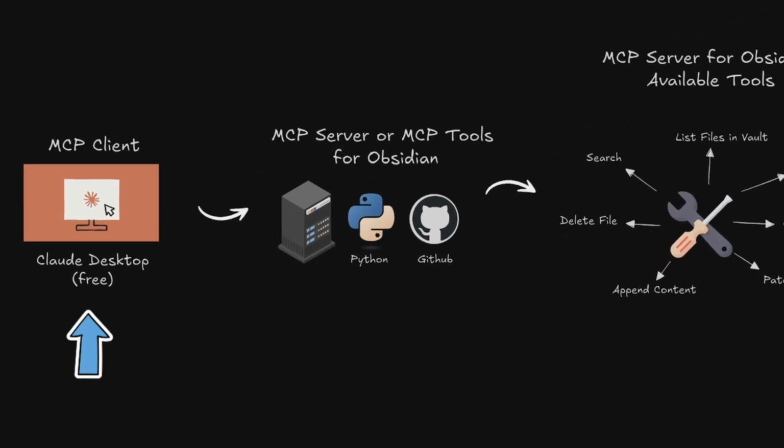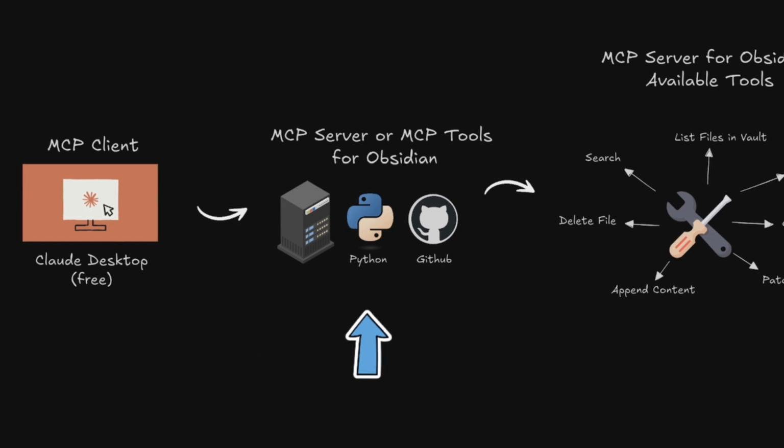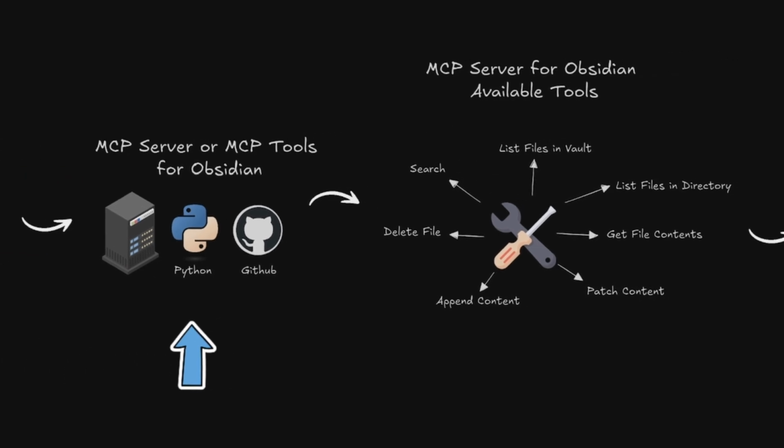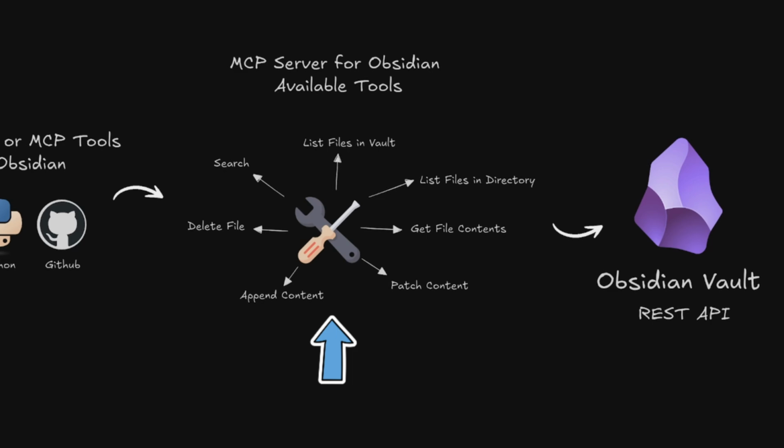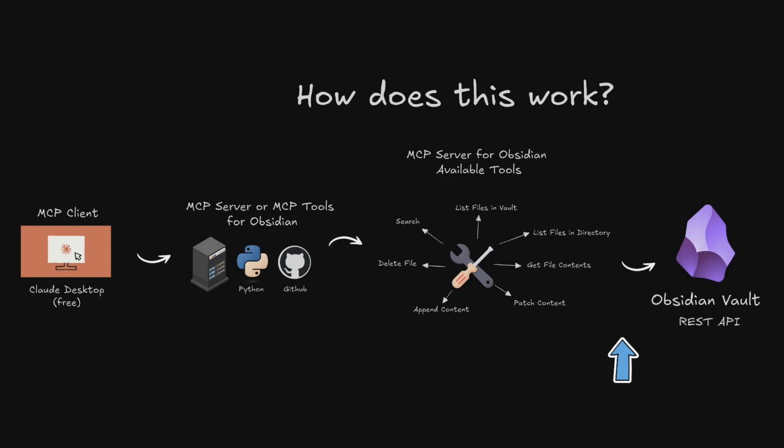Well, we use a free MCP client called Claude Desktop, and we connect that to some free open source MCP server tools. And these MCP servers for Obsidian give us the functionality to use tools such as search, list files in vault, delete files, get file contents, patch content, and append content. And this is all done through connecting our Obsidian Vault with a REST API.